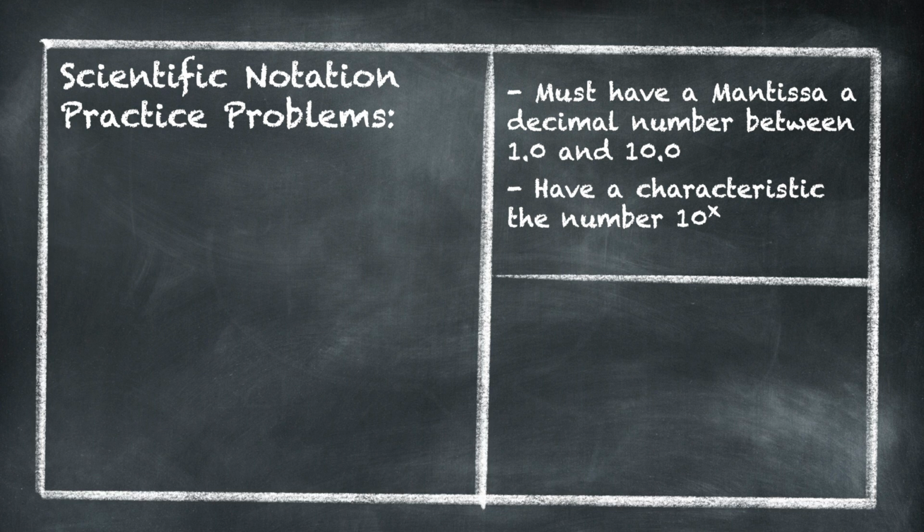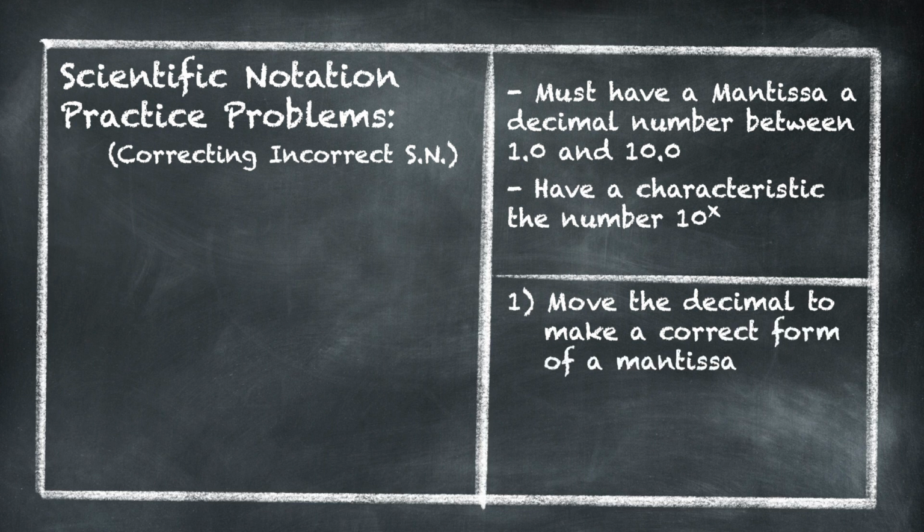Okay, so our final type of problem that we are going to see with scientific notation is correcting any incorrect forms of scientific notation. With these types of problems, basically, you're going to have an incorrect form of a mantissa. So we're going to have to correct a mantissa and get it between 1 and 10 and make it a decimal number. More than likely, that's where your issues are going to be. To fix this, we're going to move our decimal place to make it a proper mantissa. So we might have to move the decimal to the left or to the right.